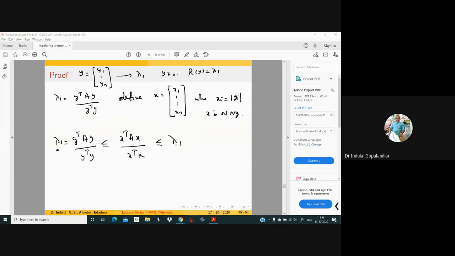So that means all these inequalities are equalities. Therefore, lambda 1 is equal to x transpose Ax by x transpose x. So this shows that x is also an eigenvector of lambda 1, where x is non-negative. But we just proved that a non-negative vector that is an eigenvector corresponding to the maximum eigenvalue lambda 1, or any eigenvalue lambda, is strictly positive. Therefore, x is strictly positive. So that is the first part of the Perron-Frobenius theorem. Corresponding to the maximum eigenvalue lambda 1, there is a strictly positive eigenvector associated with it.